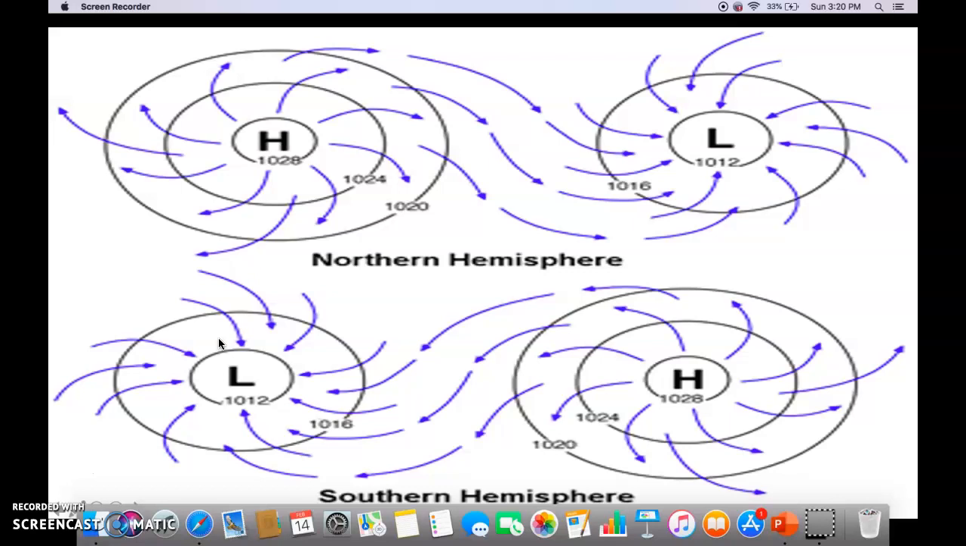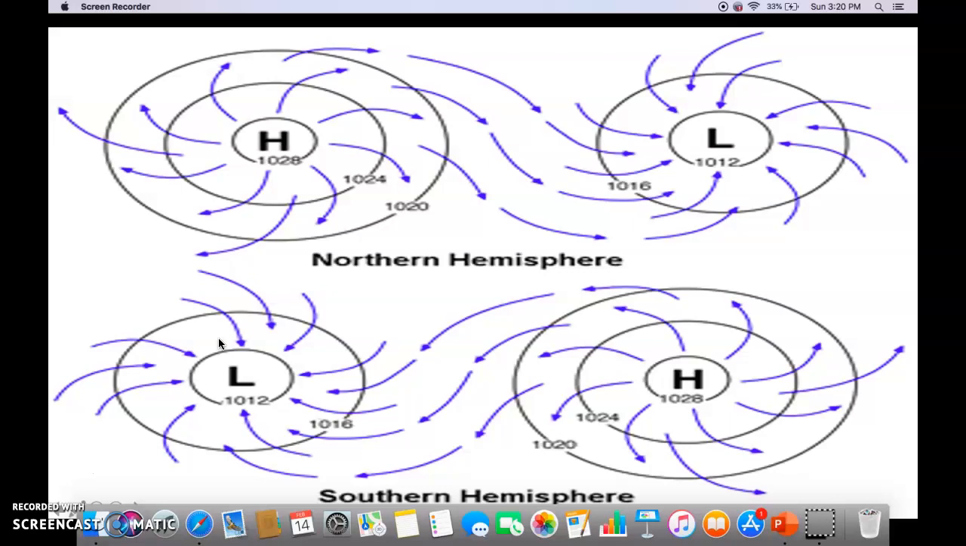So in the northern hemisphere on the top left hand you have a high pressure, and you can see that the air is moving out in a clockwise circle. And in the low pressure system, you see that the air is moving into it in a counterclockwise circle.